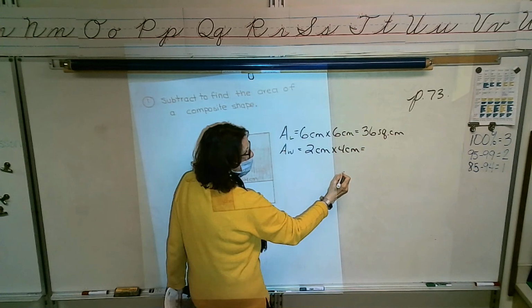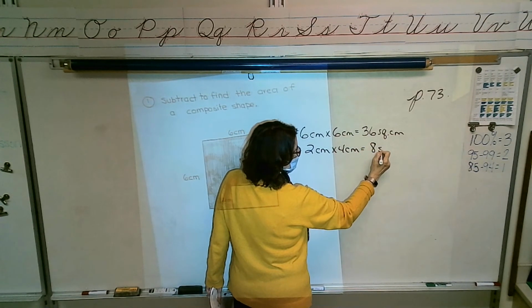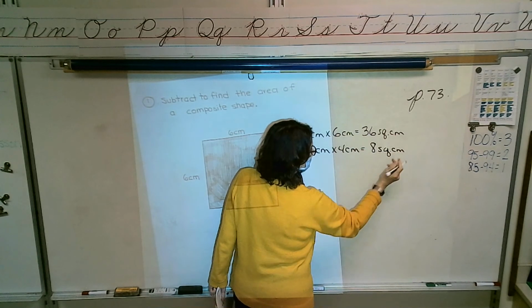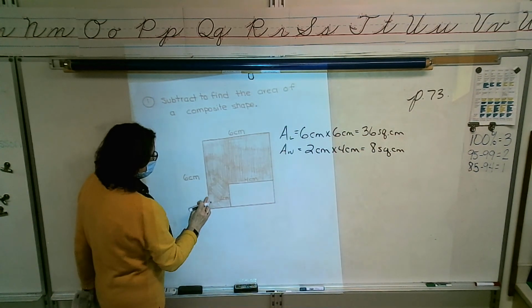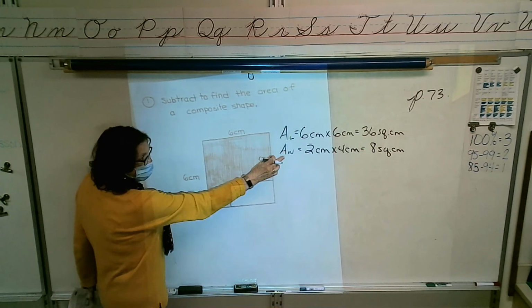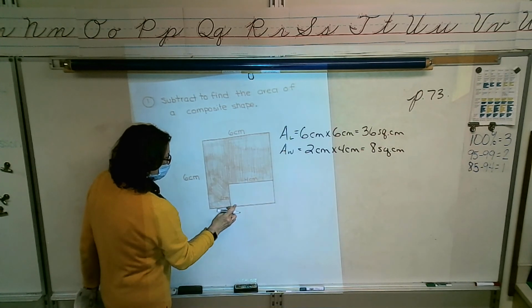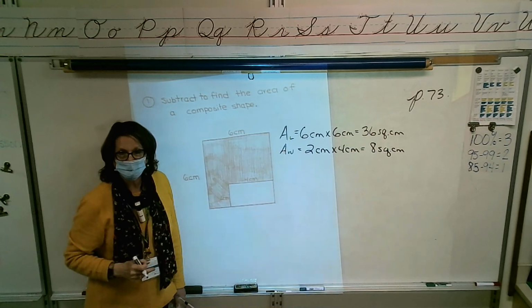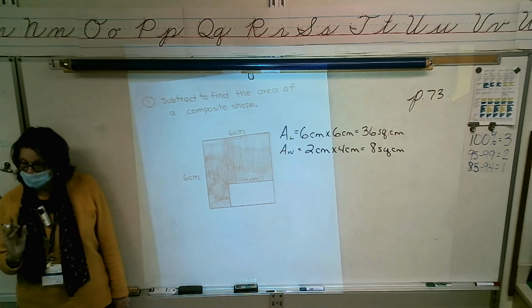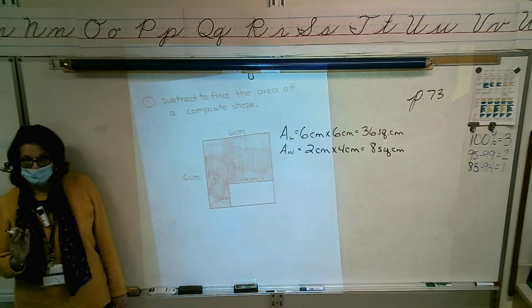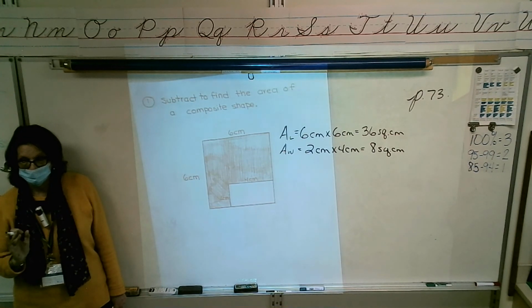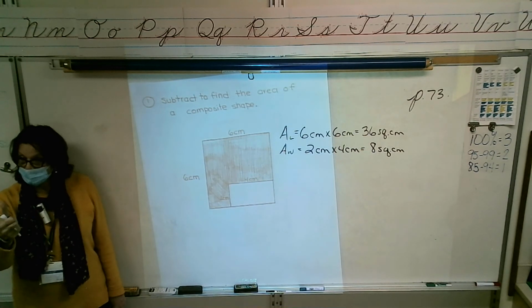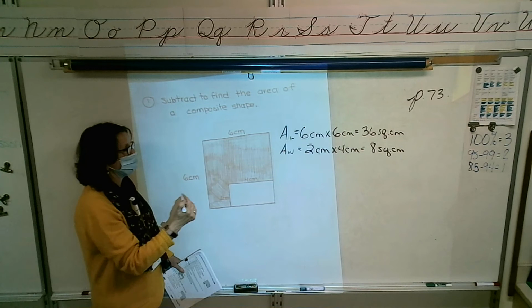2 centimeters times 4 centimeters will give us 8 square centimeters. Now, if 36 represents the whole rectangle, and 8 represents the white part, what can we do with those two numbers to find just the gray part? Jensen: 36 square centimeters minus 8 square centimeters. Bingo. Nice job. I don't know if everybody heard him, especially our friends at home.